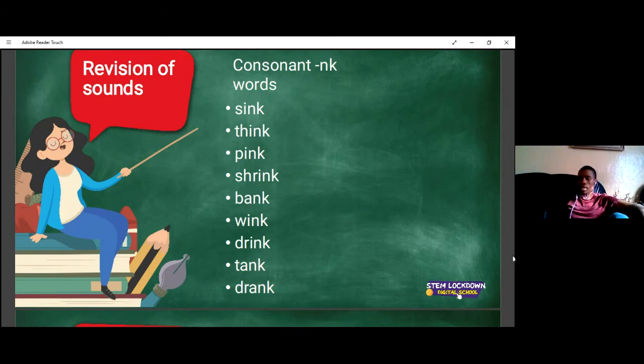Let's just write the words now. Let's write all of these words. Start with this, write all of these words down. It's sink, it's stink, it's pink, it's shrink, it's bank, it's wink, it's drink, it's tank, it's drank. Drank, tank, drink, wink, bank, shrink, pink, think, and sink.